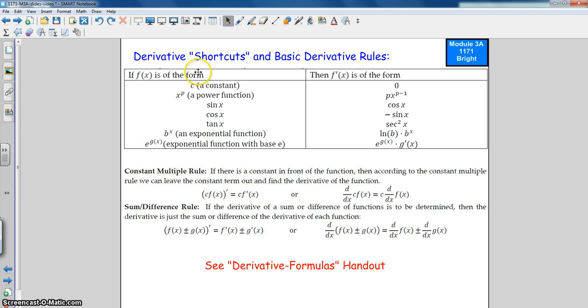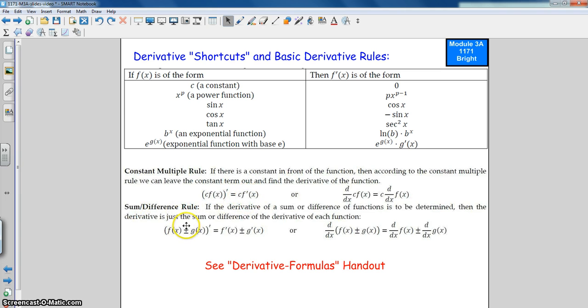Okay, with this, we can talk about a couple quick rules. There's the constant multiple rule, where if we have a constant times a function and we take the derivative of that, the constant stays the same, and then we just take the derivative of the function.